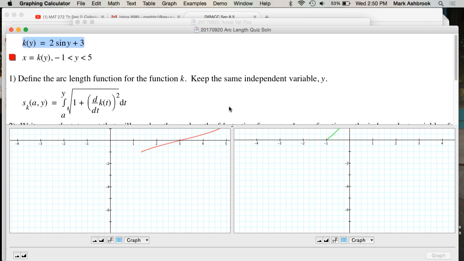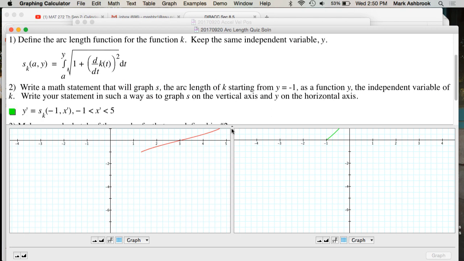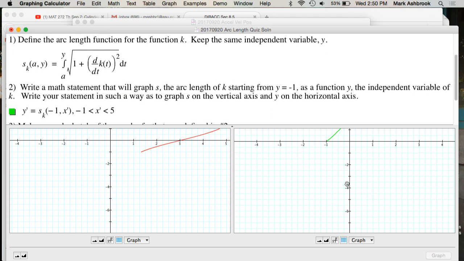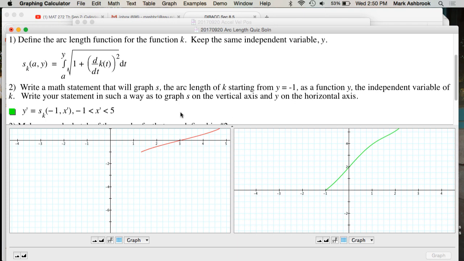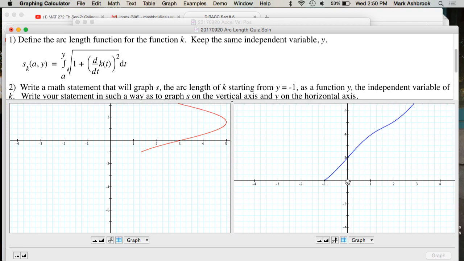Okay, here's the arc length function. Just put your pencils down. Okay, so as long as you show it going up from x equals -1, that's good. Bonus, if you actually showed it flattening out a little bit, that's bonus. Okay, good for you if you got that. But if you just show it up and to the right, that's fine.